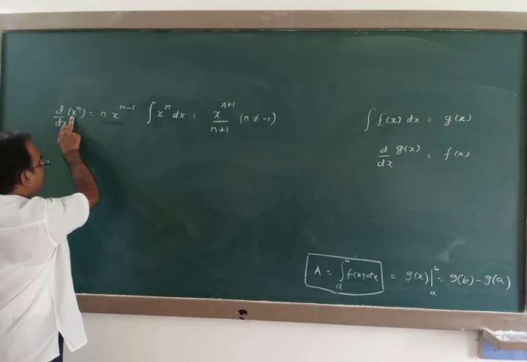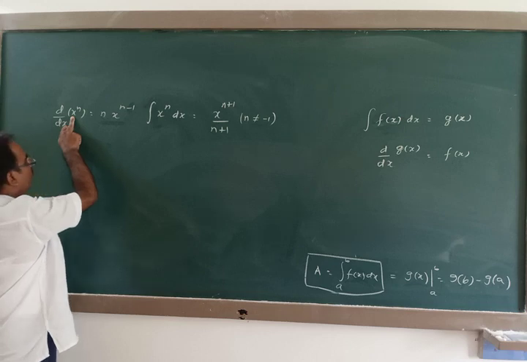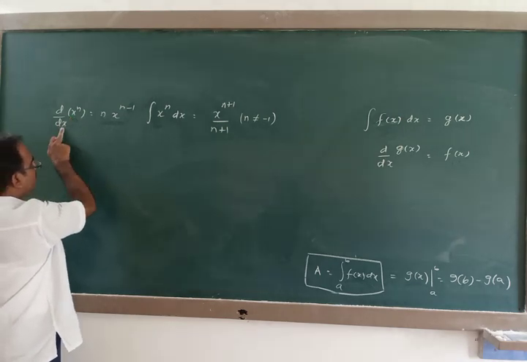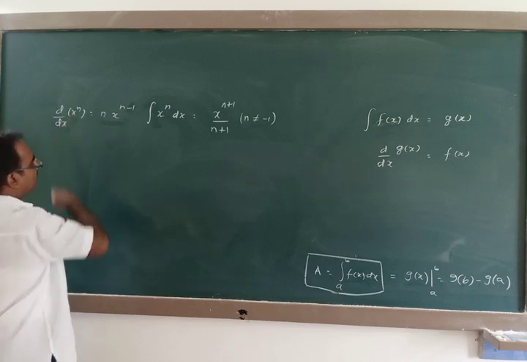Here x to the power of n is nothing but gx. When I differentiate this with respect to x, I got this one. This is the formula for d by dx of x to the power of n.